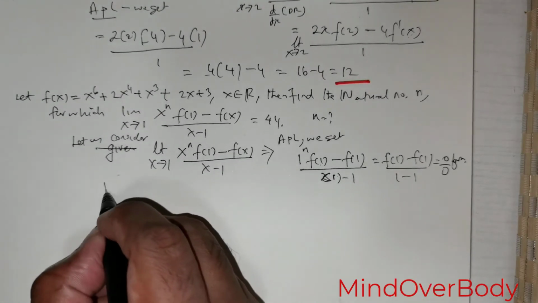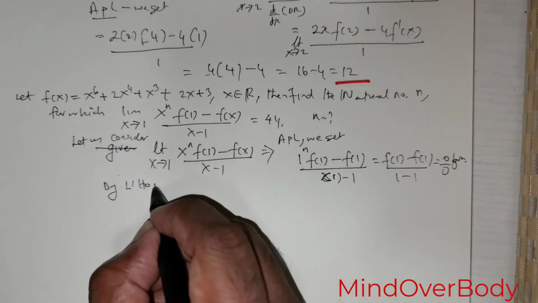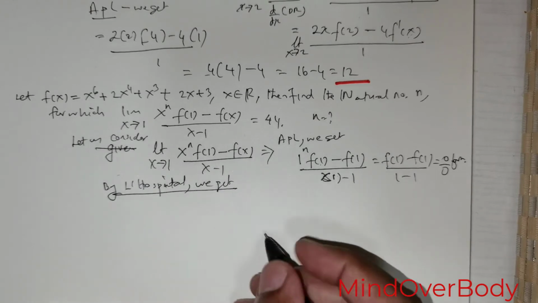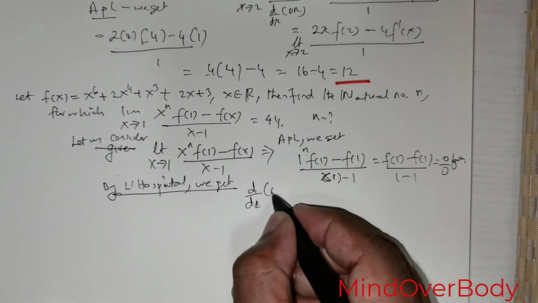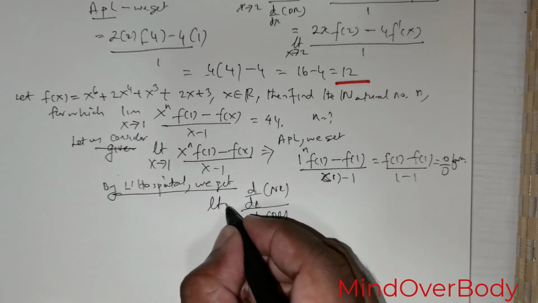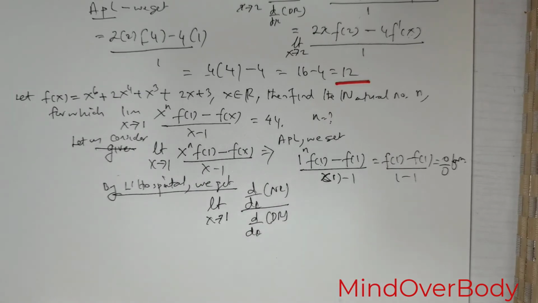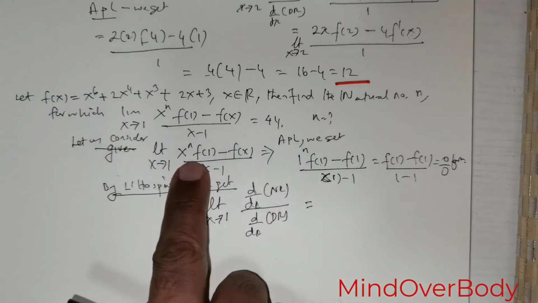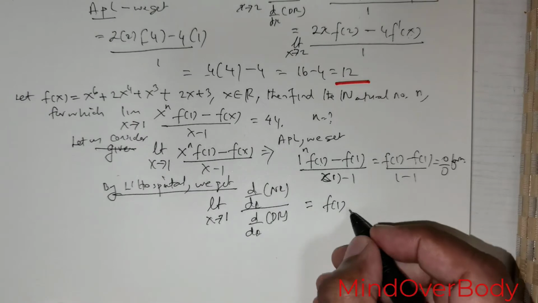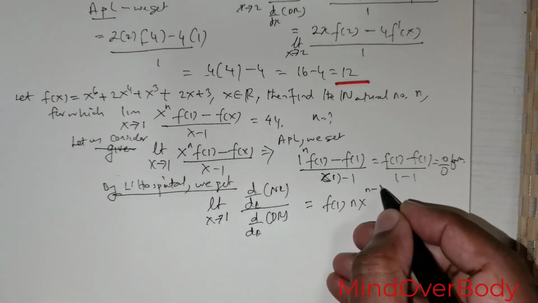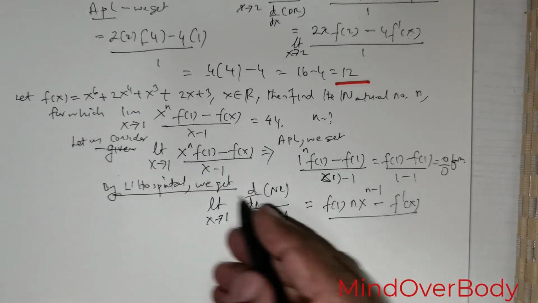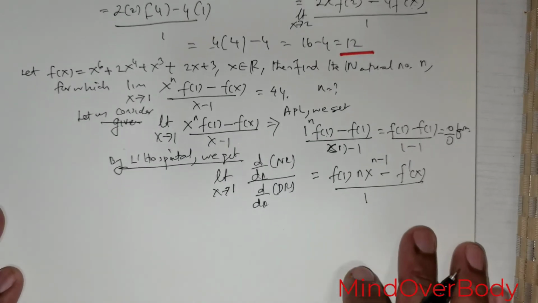Now we are going to apply L'Hopital's rule. What is L'Hopital's rule? It's nothing but differentiating the numerator, divided by differentiating the denominator, and then applying x tending to 1. So let's do that. If I differentiate x^n f(1), f(1) is a constant so you take that out, and the derivative of x^n is n times x^(n−1), followed by the derivative of f(x), that's f'(x), divided by the derivative of x, that's 1. So this is what we have got.